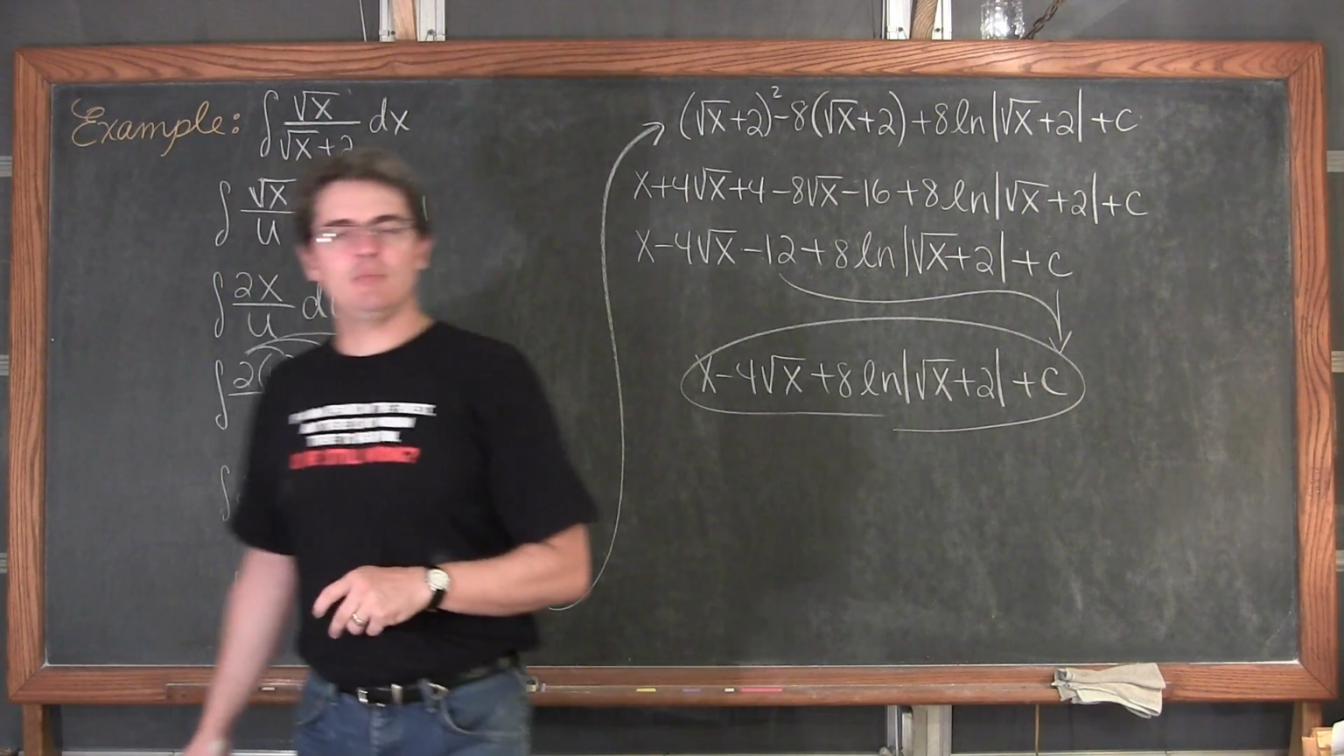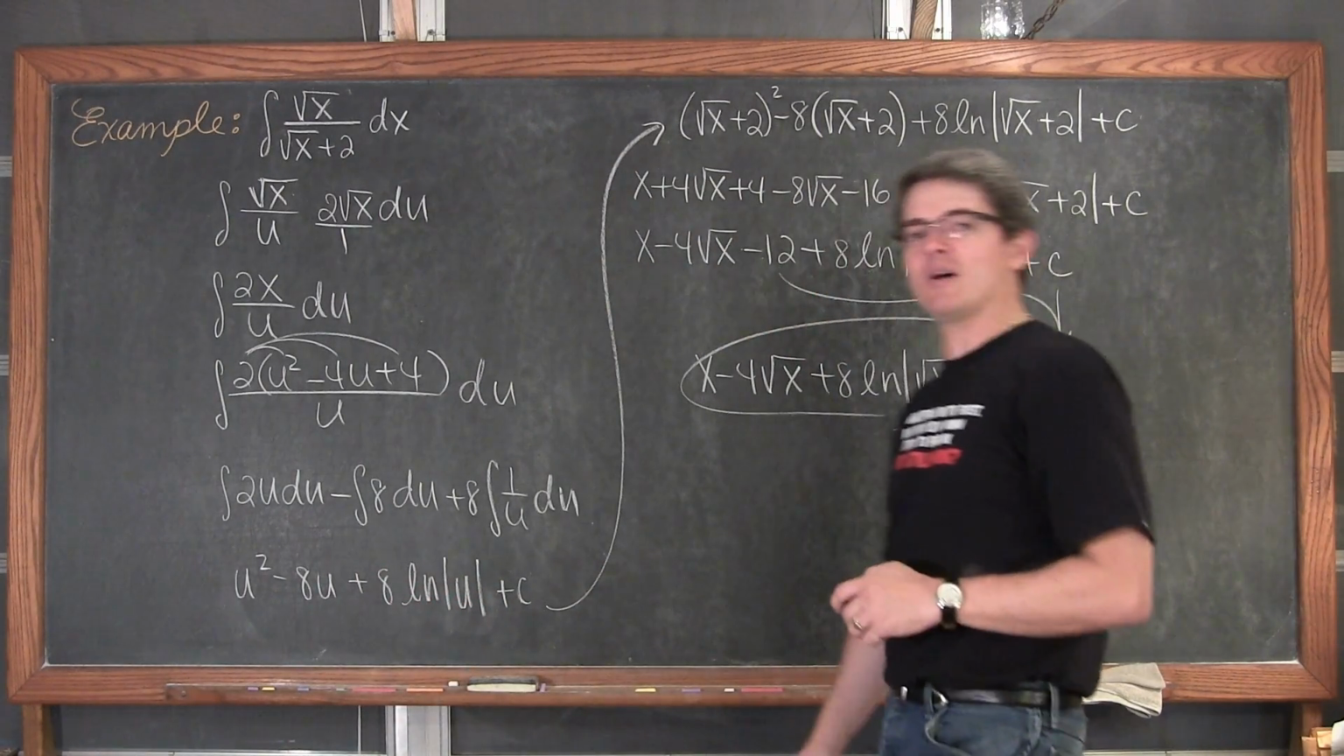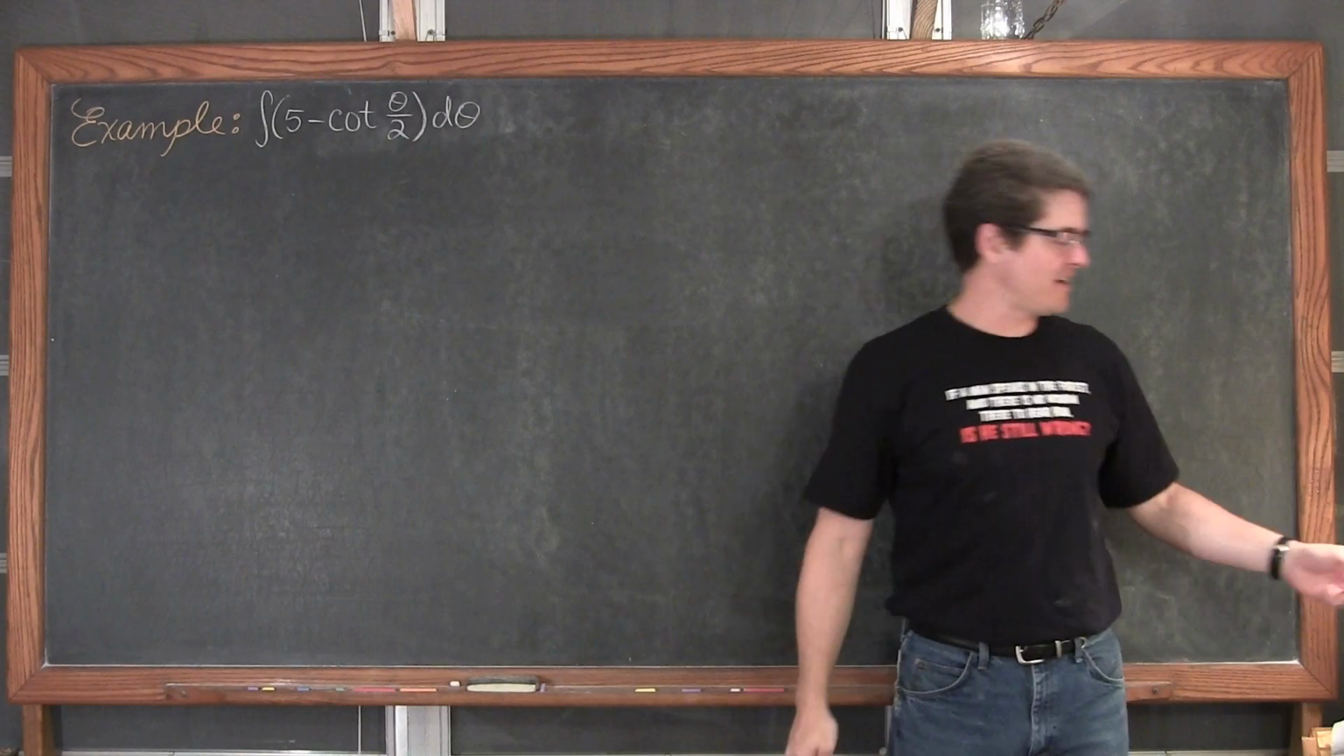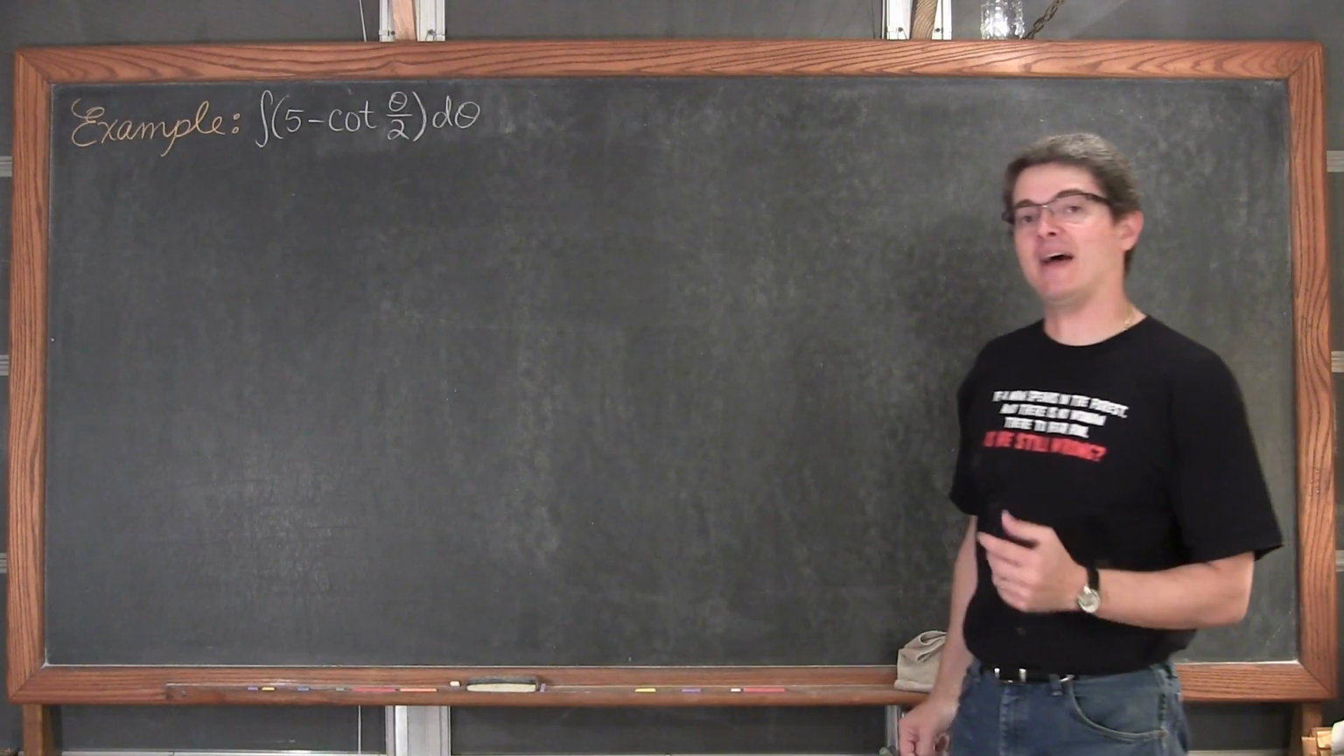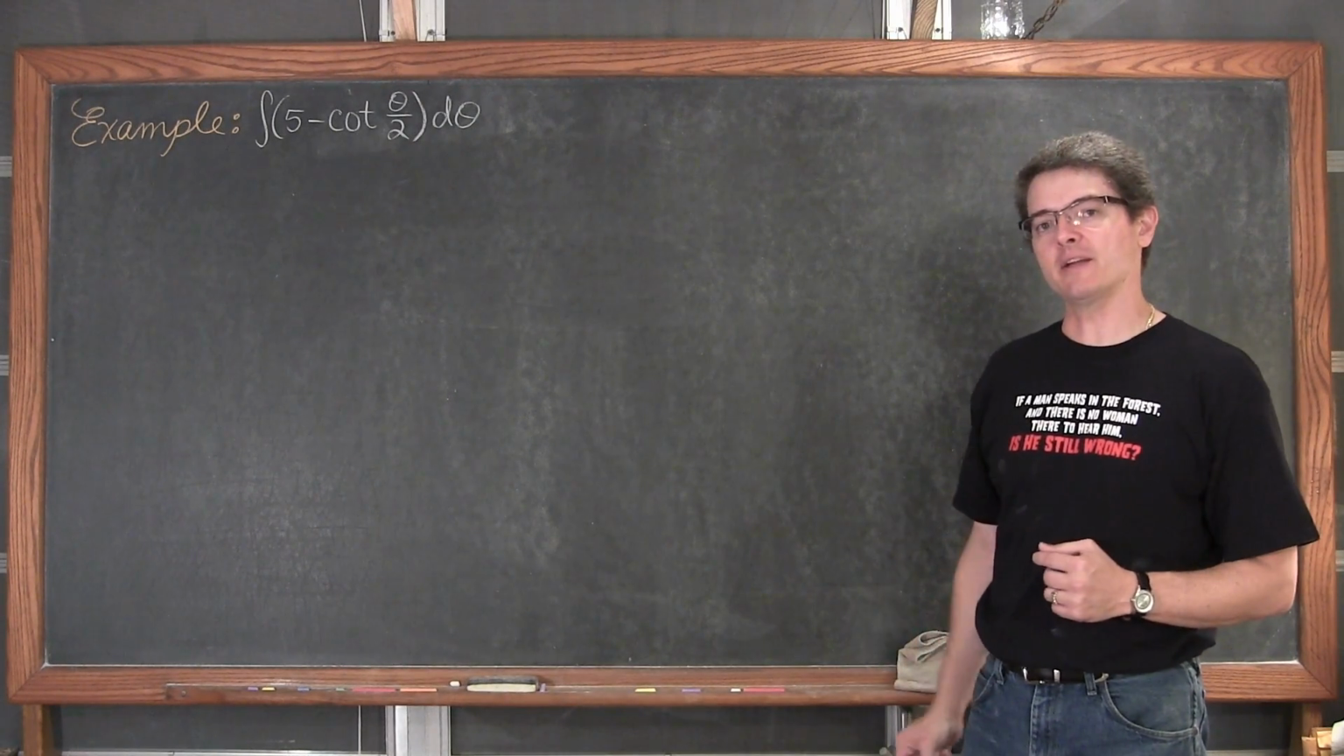My next example is going to have a little bit of trig. Let's get to that right now. Find the indefinite integral of 5 minus the cotangent of a half angle, theta over 2, d theta.